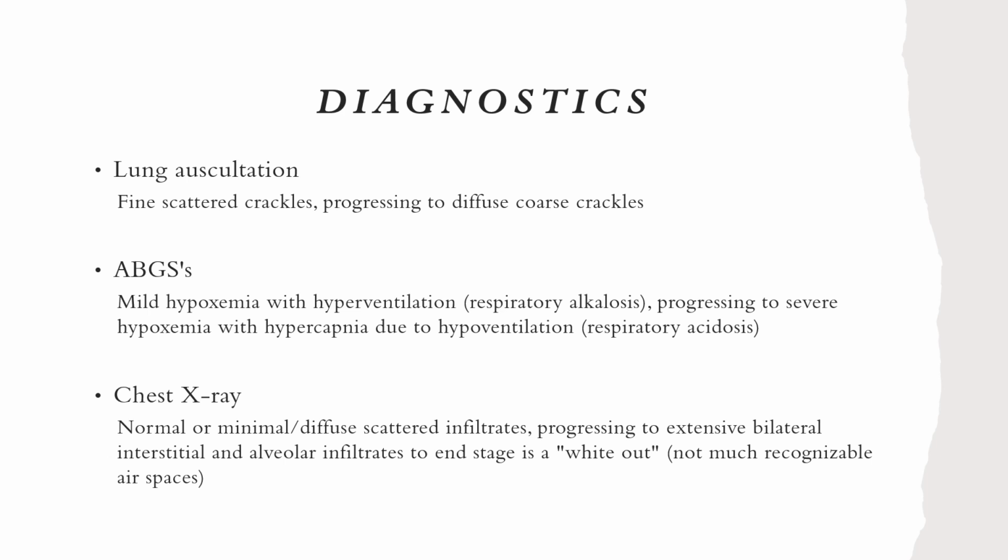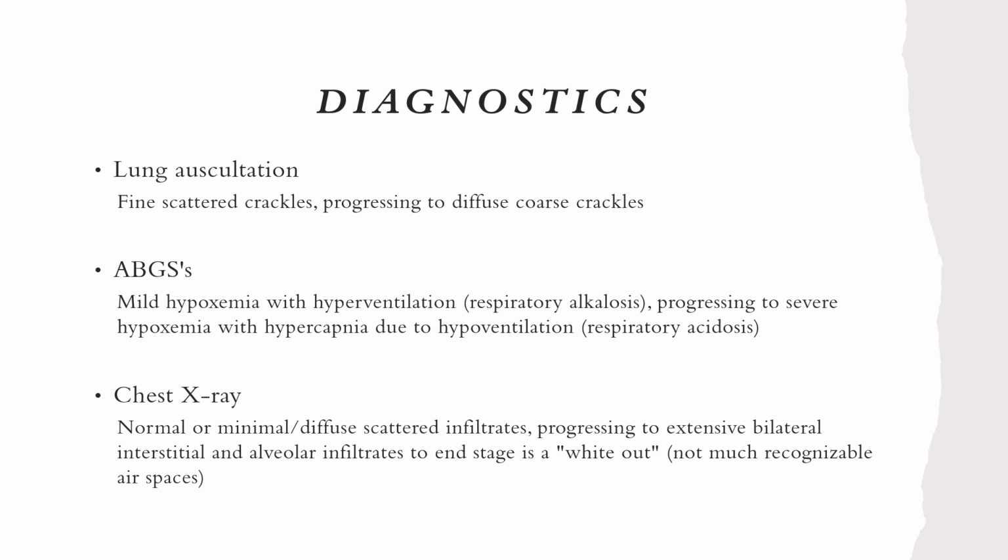ABGs. At the beginning, it may be more mild, especially as we're compensating. We're going to see more hyperventilation, where the patient's going to be in a respiratory alkalosis. As the patient progresses to severe hypoxemia and even severe ventilation issues, we're going to see hypercapnia. We're going to be holding on to more CO2. The patient's going to be hypoventilating, and we're entering respiratory acidosis. So that's more of a later stage reading in our ABGs.